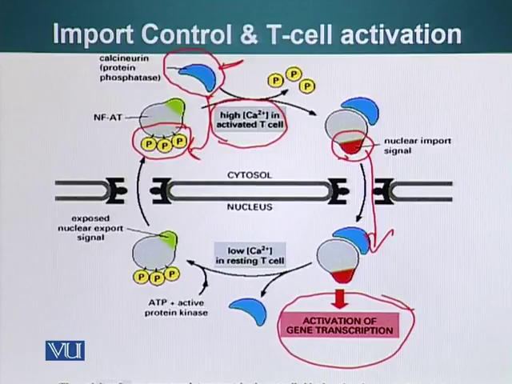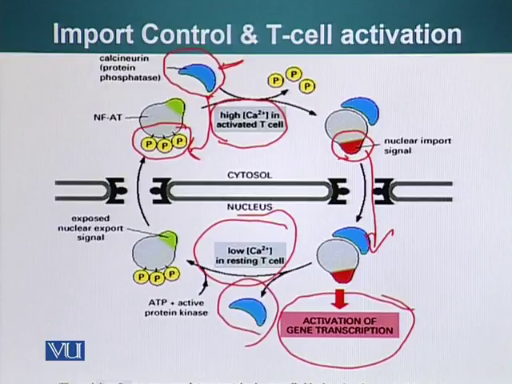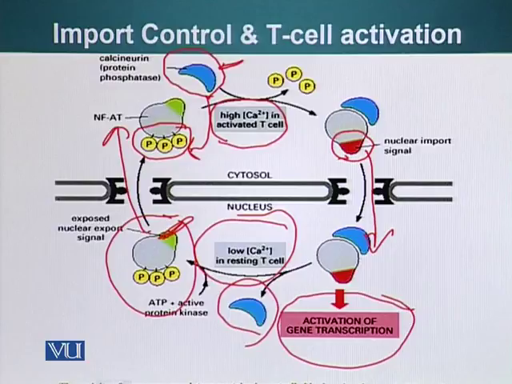Once the T cell has been activated, or when we want to deactivate the T cell, the cell lowers the calcium concentration, which makes this phosphatase inactive. And when this phosphatase becomes inactive, NFAT becomes phosphorylated again, and it exposes the nuclear export signal, which allows this protein to be kicked out of the nucleus. So this is how the regulation of a protein works. It's a classic example which has both the export and the import signals, and both of them are regulated.